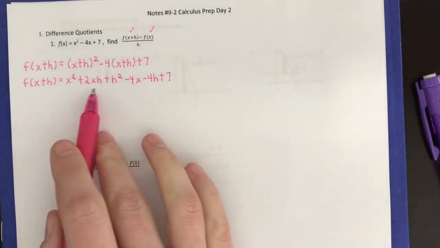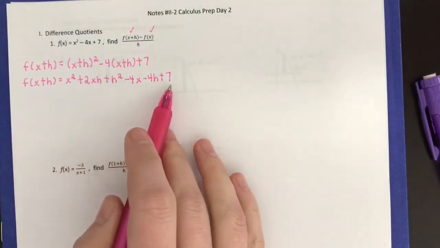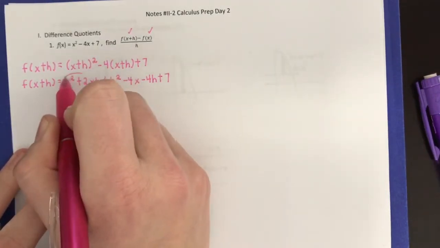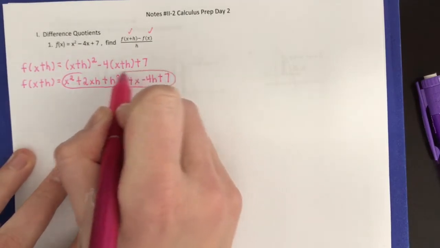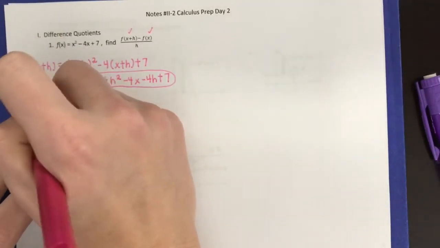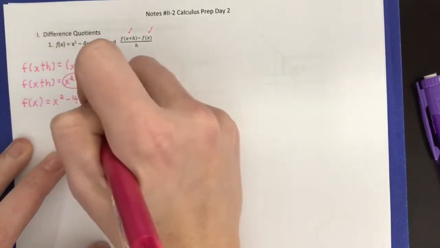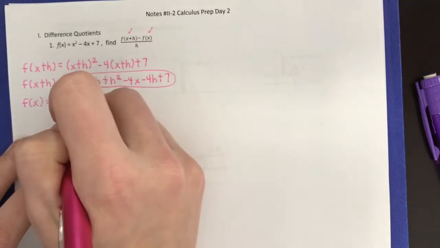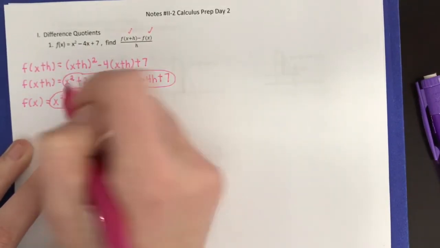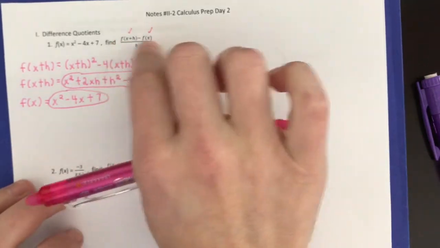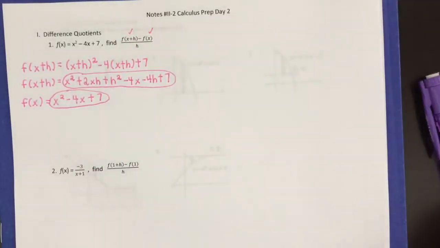And then I don't have any like terms. Can you believe it? So this is as clean as this gets. This is as simplified as this gets. Okay, and then we know f of x equals x squared minus 4x plus 7. So these are the two expressions, because I'm only plugging in this part, not the equals. These are the two expressions that I'll be plugging in here.